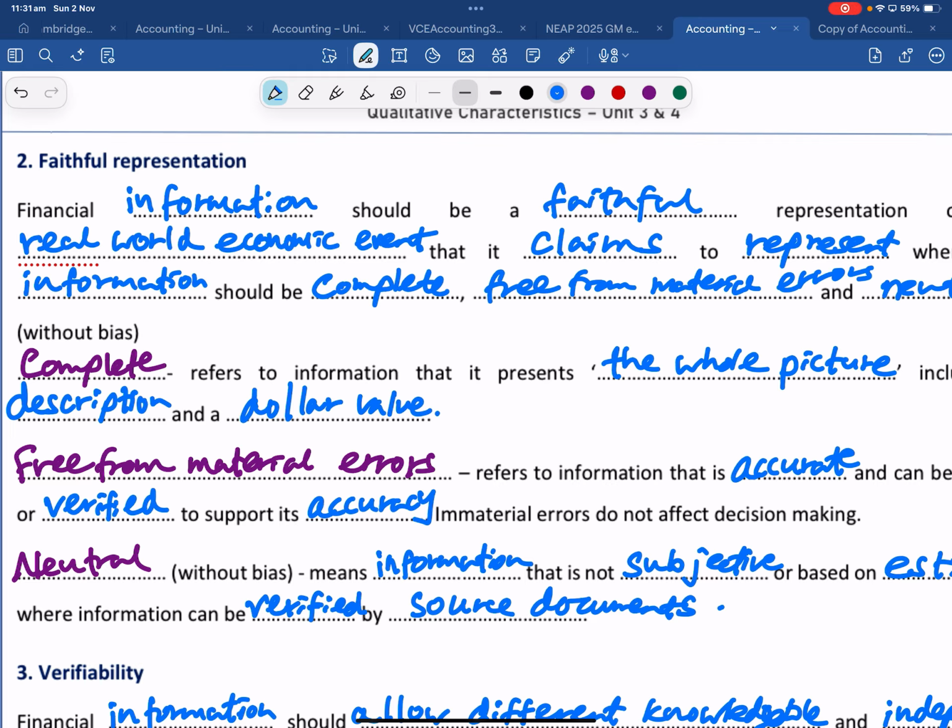Make sense? So let's say, for example, we purchase a printer for 5,000. That's the reality. Then you have to record it as printer 5,000. You can't record it as 4,000, or as 10,000. No, that's not the reality. The reality is that you paid 5,000, so you have to record it as 5,000. That's it.